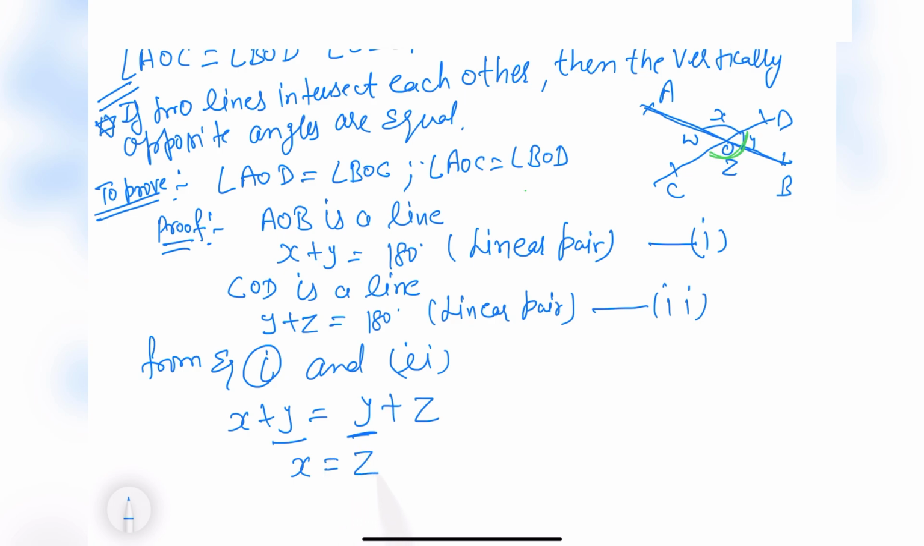It means X is equal to Z, which are vertical opposite angles. X means angle AOD and Z means angle BOC. So it means vertical opposite angles are equal. So we can say, hence proved. Similarly, if you want to prove angle Y is equal to W, we can also take it like this: AOB is a line, then W plus Z is equal to 180 degrees and Y plus Z is also 180 degrees. Similarly, we can prove this.